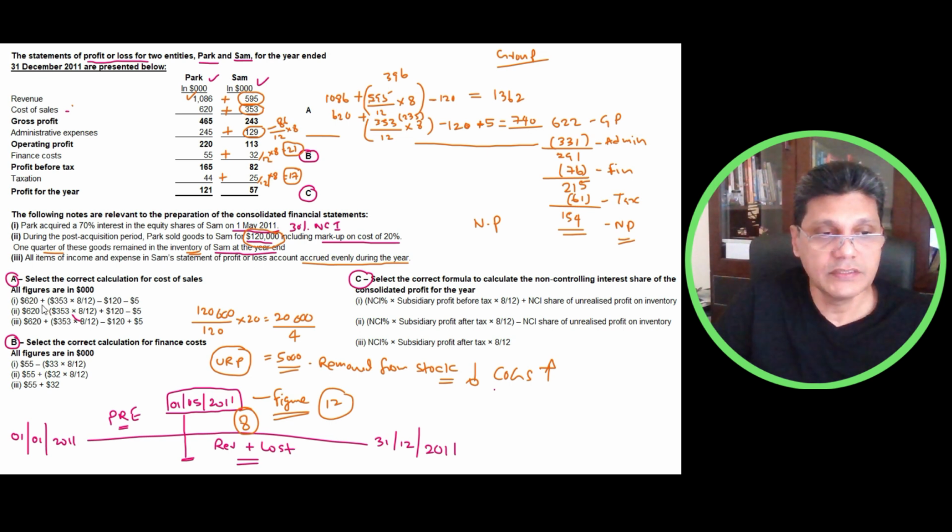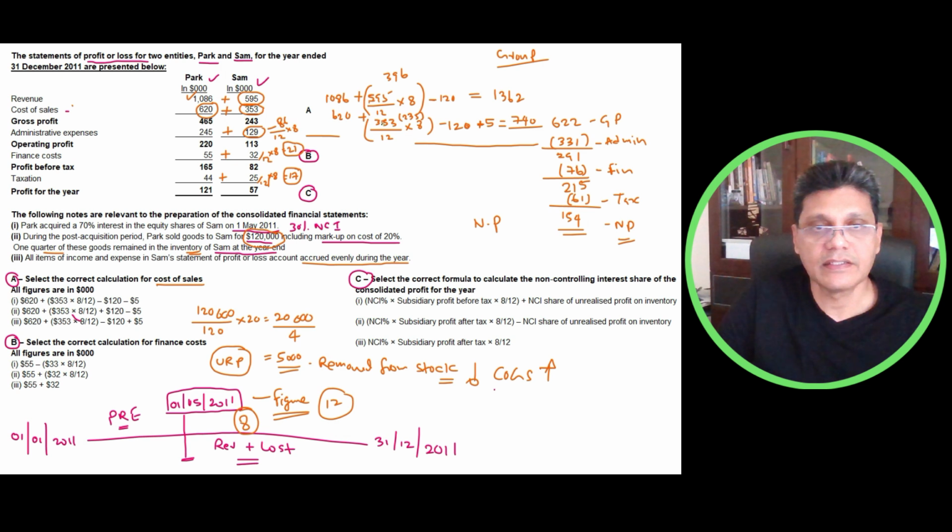Now let's try to answer these questions. Select the correct calculation for cost of goods sold, cost of sales. Now you are given 3 answers. You need to select the correct one. What you can do is go to this particular cost of goods sold calculation. How we have arrived at this particular number 740. So you can see we took 620, the Parks cost of goods sold 620 plus 353 divided by 12 times 8.